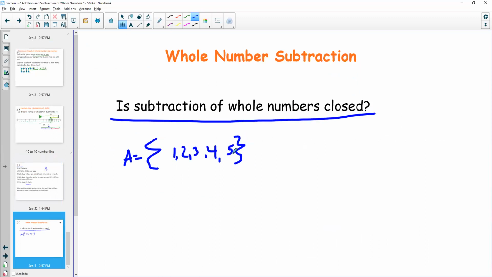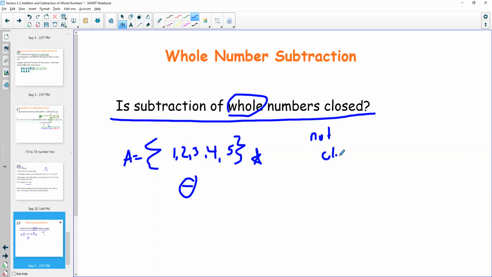So I could do 5 minus 1 and get 4. I could do 4 minus 1 and get 3. I could do 2 minus 1 and get 1. Okay, that's okay, but here's the problem. I could also do 1 minus 2, or 1 minus 5, or 3 minus 4. And those are negative answers. And those are definitely not in my set. And they're not even in whole numbers. So subtraction is not closed, okay?